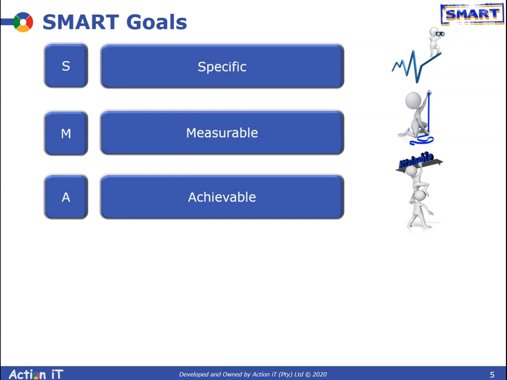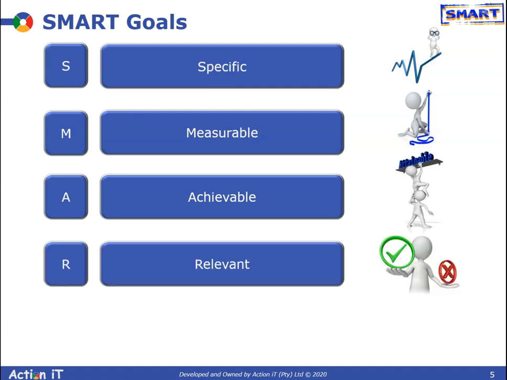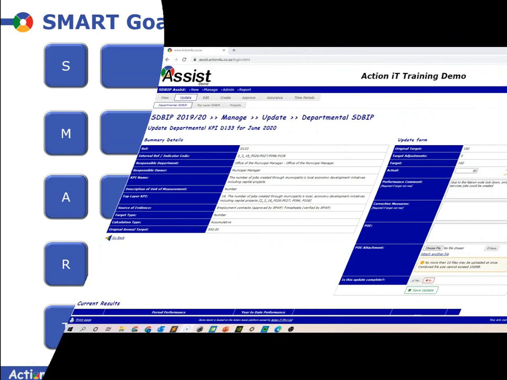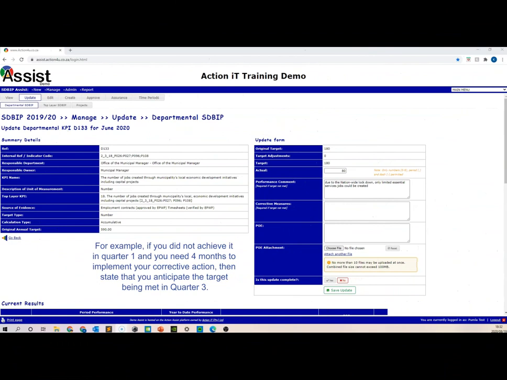A is for achievable. Do not provide a corrective measure which is too far-fetched or unattainable. Be realistic with what you can do within the time frame provided. R is for relevant. Provide a corrective measure which is relevant to the issue and which addresses the root cause. T is for time-bound. Provide the anticipated date of when you will eventually reach the target. For example, if you did not achieve it in quarter 1, and you need 4 months to implement your corrective action, then state that you anticipate that your target will be met in quarter 3.